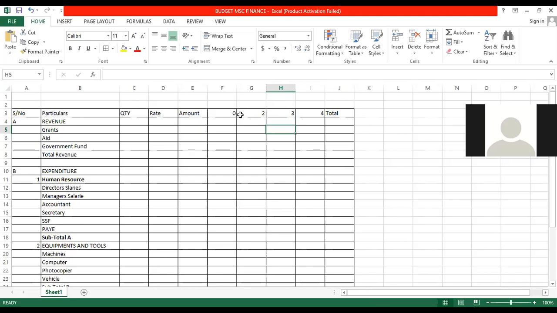This is what you will say. This is the forecasted budget. So if it is a forecasted budget, you cannot write here 0, 2, 3, 4, 5. No, we will write this 0, it is 2020, and this is 2021, and the other one is 2022, another one is 2023.